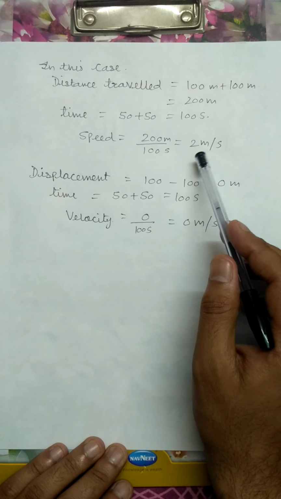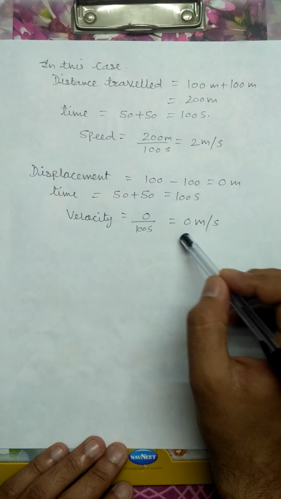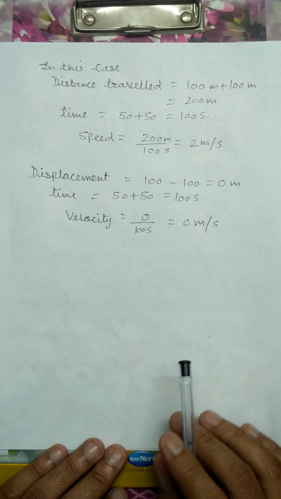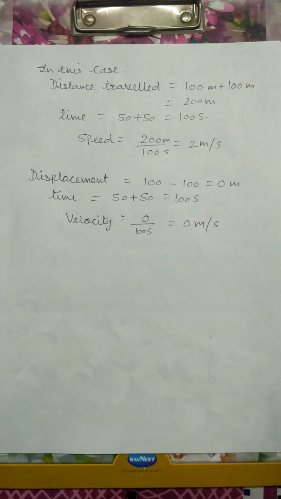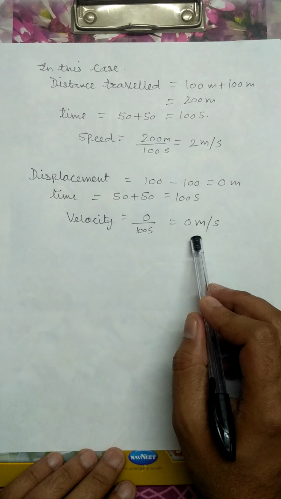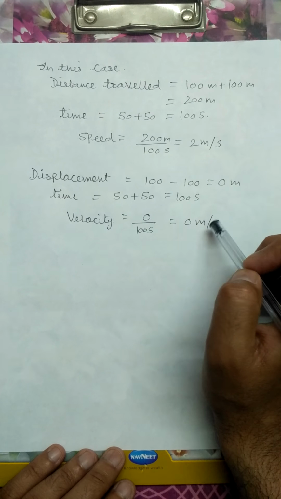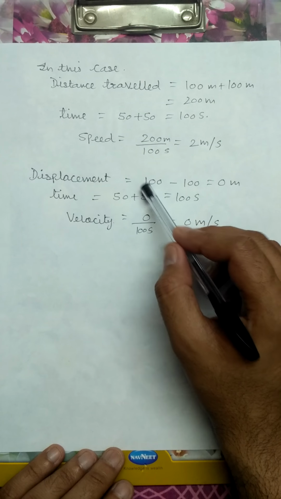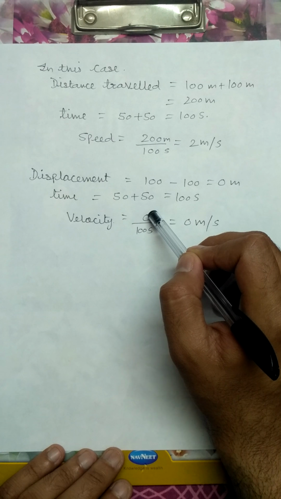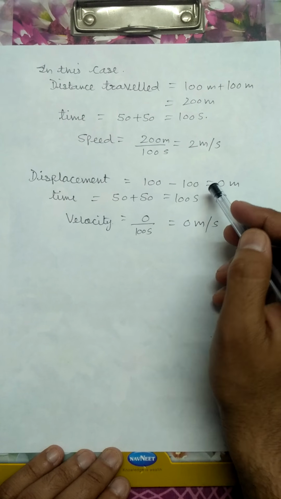So in this case you can see the magnitude of speed and velocity are not the same, because after reaching the shop this boy changed his direction. He first moves in the east direction. After reaching the shop he changed his direction and moves to the west direction. Because of this, according to the definition, speed and velocity are not going to be the same. So as you can see, his velocity is 0 meters per second, but his speed is 2 meters per second. Why 0? Because displacement is 0, and displacement is 0 because he has come back to the point from where he started his journey. Thank you.